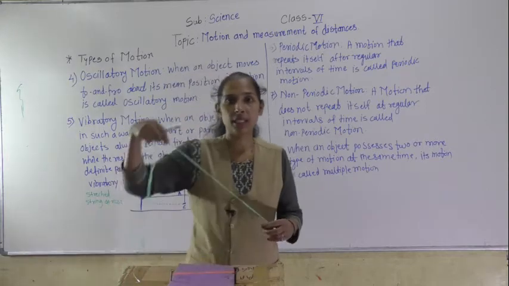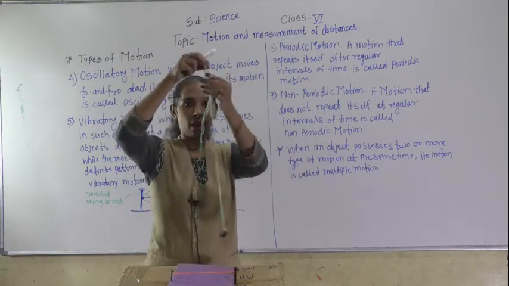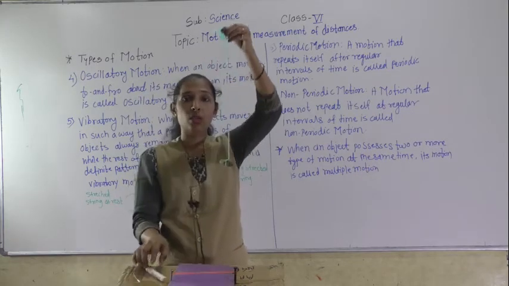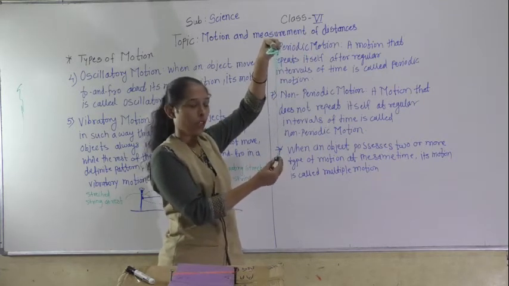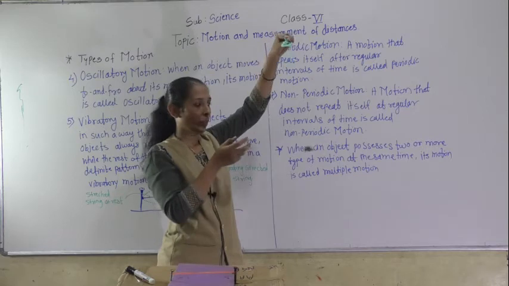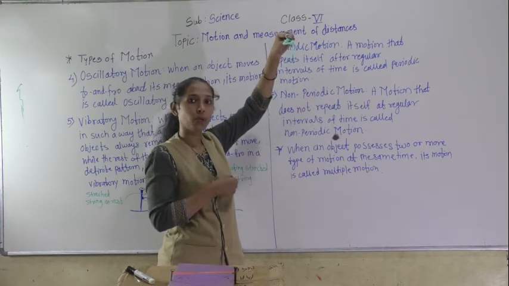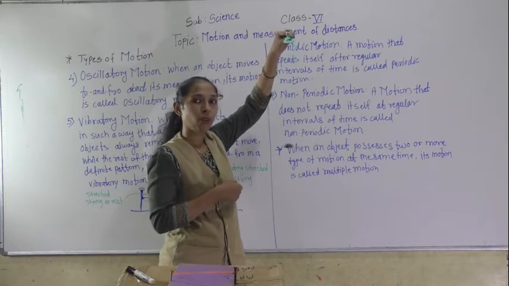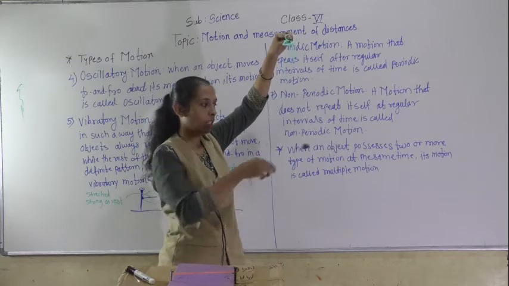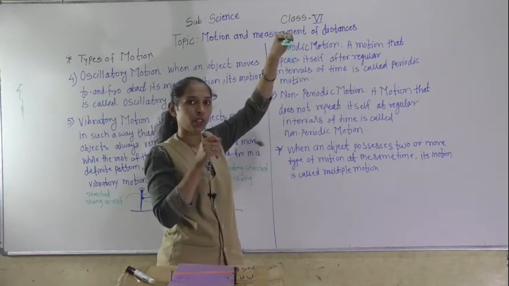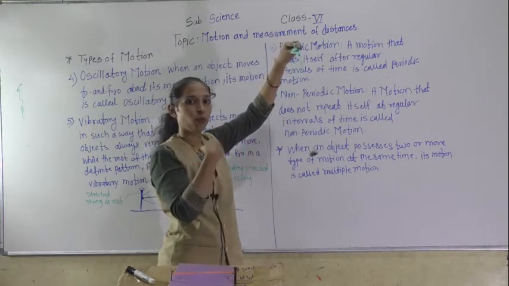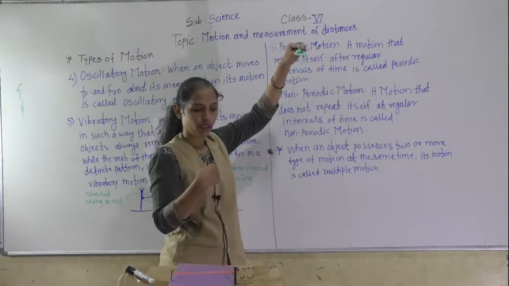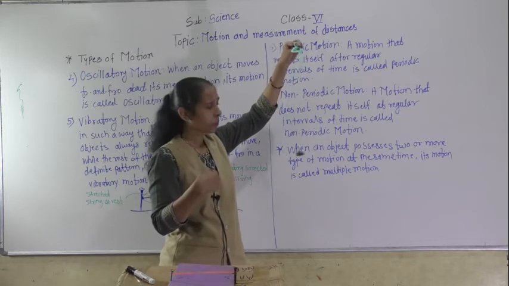There are so many examples of oscillatory motion. We will discuss some of them. See here, I have a tray, and along with that tray I have placed one stone. This stone is standing here in the resting position, or the mean position. Now I will take it to the left and leave it. Then it comes back to its normal position and goes again. It is a to and fro motion, and this is called oscillatory motion.